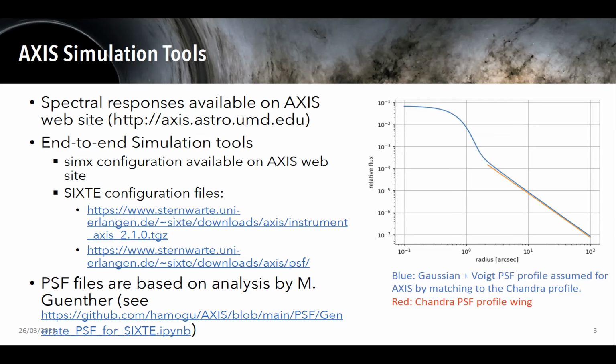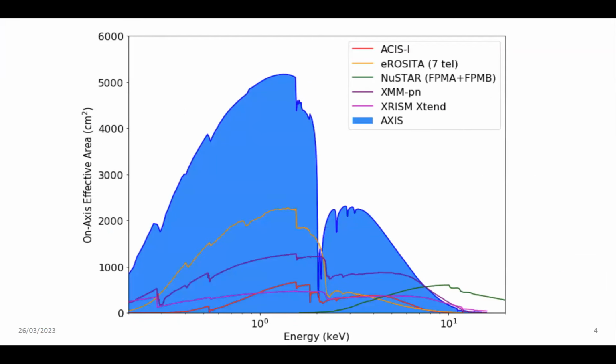But as most people in this room probably know, a typical X-ray telescope doesn't give you a Gaussian. It's usually something more like a Gaussian and a Voigt profile combined. So what Moritz did was fit the tail of the Chandra PSF with a Voigt function, and then generate PSF images to use with AXIS. If you have science where you want to play around with a more precise PSF, the files in that second link under SIXTE will let you experiment with that. That could be relevant for lots of different science, but again, we're not going to baseline that in the proposal.